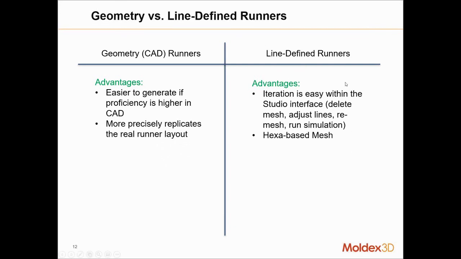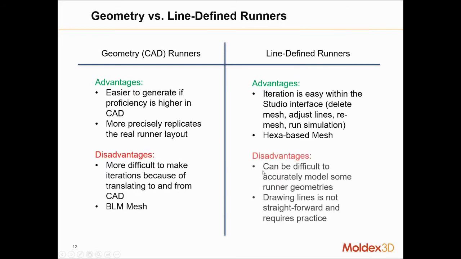And the other advantage of line-defined runners here is the hexa-based mesh. I'm not going to get into the disadvantages because they're pretty much just the opposite of the advantages of the opposite type. But it's always up to you whether you want to use the CAD runners or the line-defined runners. Our recommendation, or our best practice, is always to use a line-defined runner instead of the CAD geometry. But there are definitely advantages and disadvantages to each.